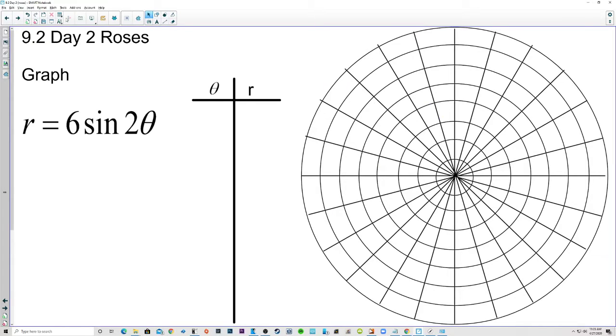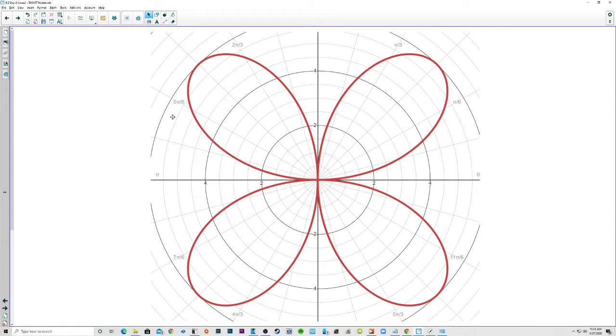Here's the Desmos version of that graph right there. Very symmetric, very rounded, and the length of the petals are all 6.